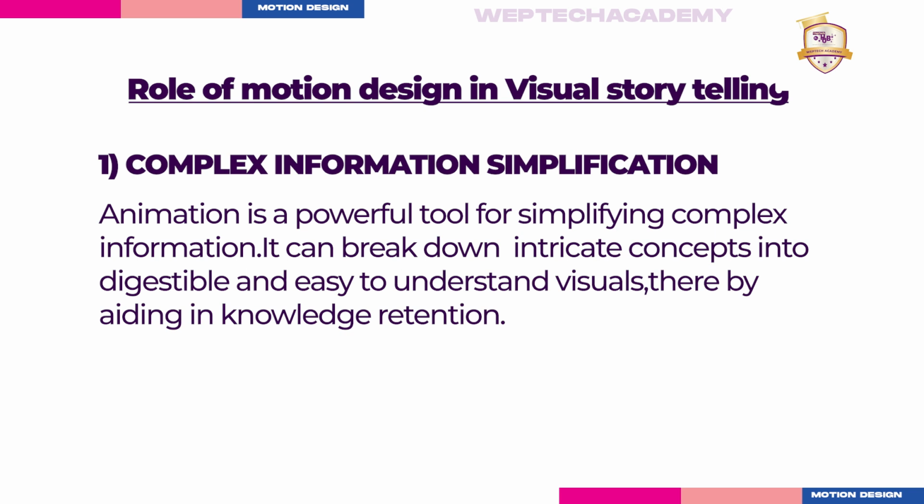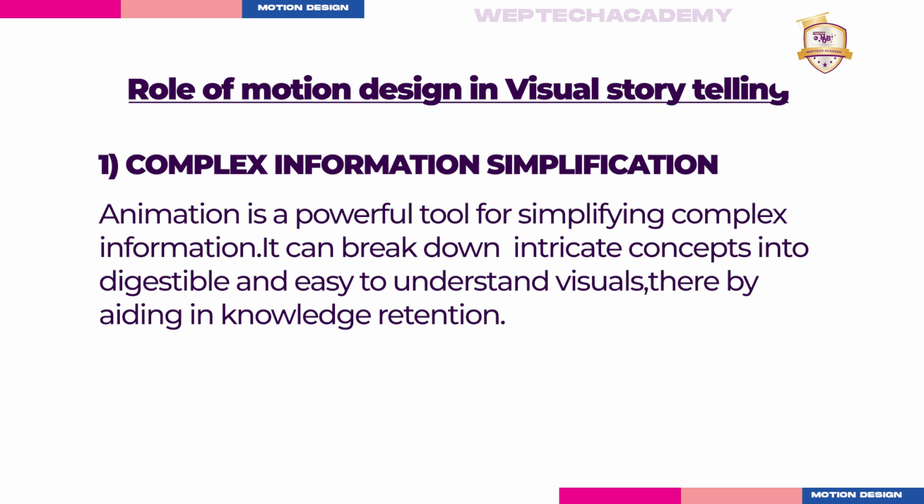One of the first roles of motion design in visual storytelling is that it simplifies complex information. Complex information in the sense that there are some things which are very difficult for the layman to understand if they are just explained without a graphical illustration or animation. But when these explanations of complex concepts are accompanied by animated graphics, it makes it easier for the target audience to get the message you are trying to convey. So that's very important. In visual storytelling, that's one of the first roles motion design plays.